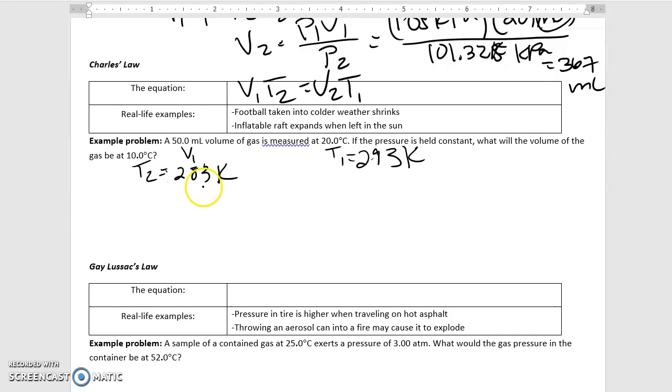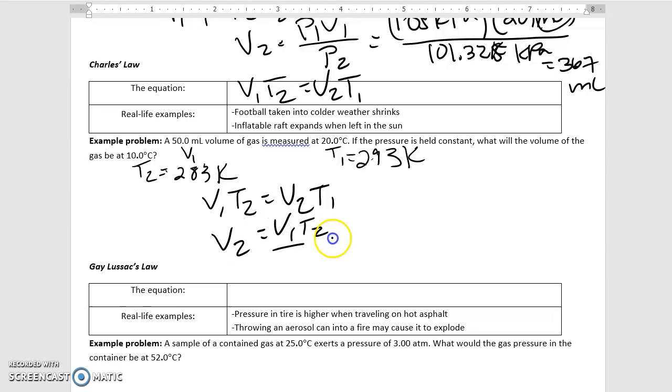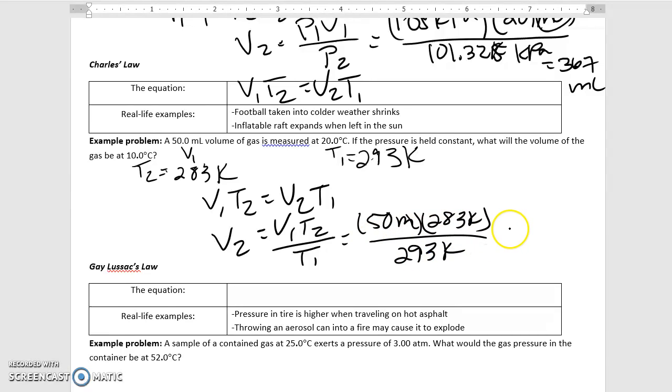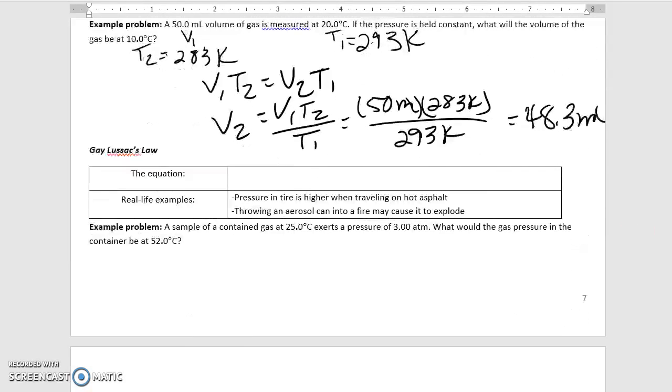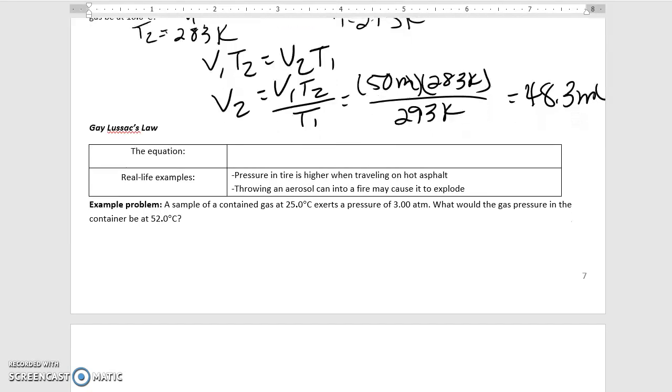So looking at this problem now, we've got V1 T2 equals V2 T1. I'm solving for the second volume. So V1 T2 over T1. Just rearranging that equation there. I'm going to start plugging in. So volume 1 is 50 milliliters. Our second temperature is 283 Kelvin divided by our first temperature of 293 Kelvin. Multiply and divide. You're looking at 48.3. Again, hopefully pretty straightforward. If you don't believe me about the Kelvin thing, go ahead and try it in Celsius. You will get a different answer.